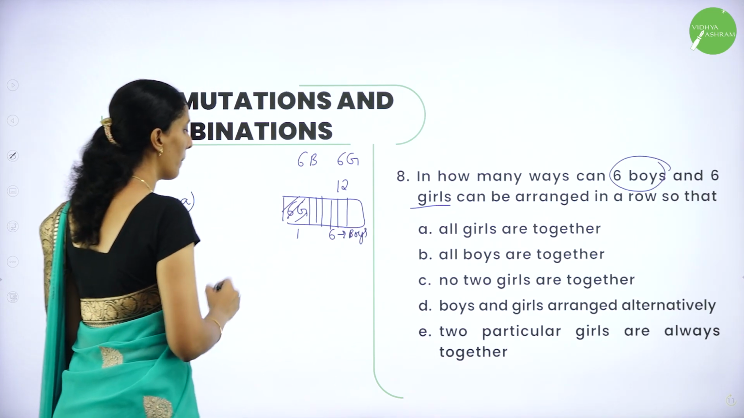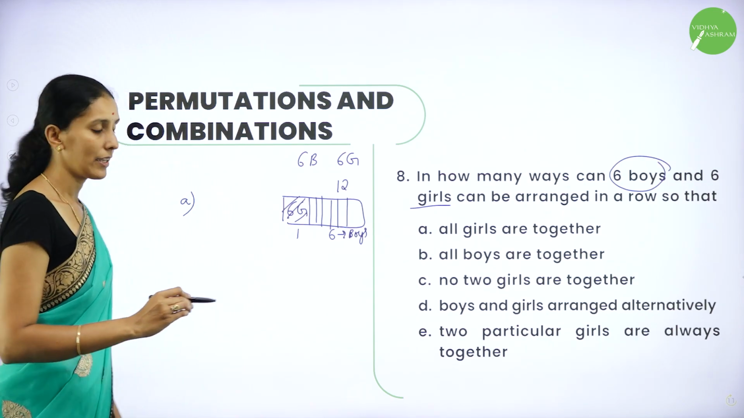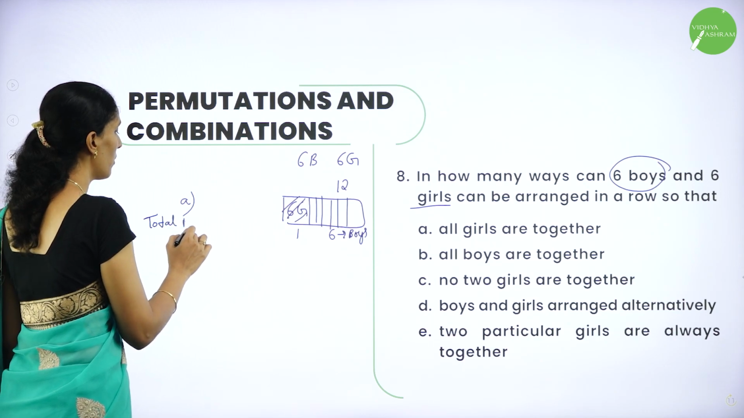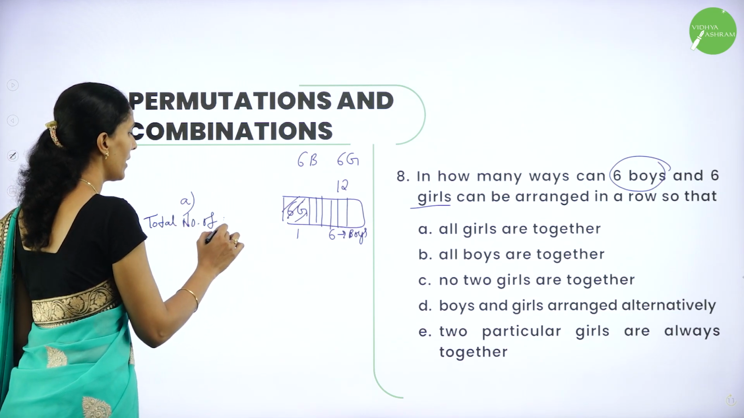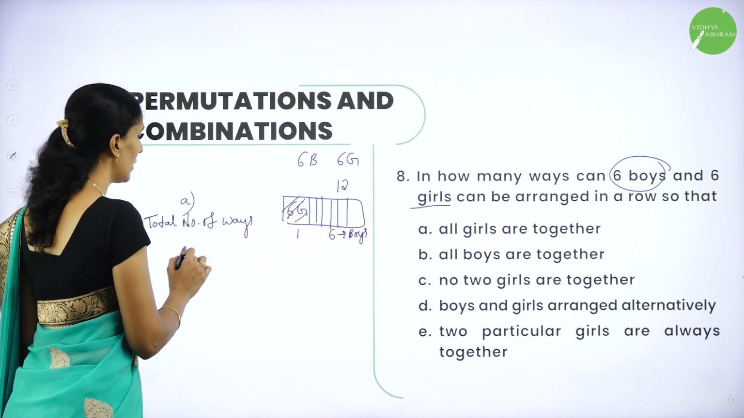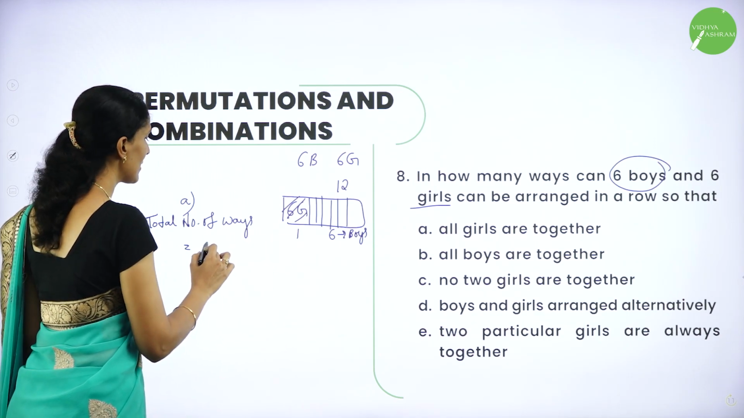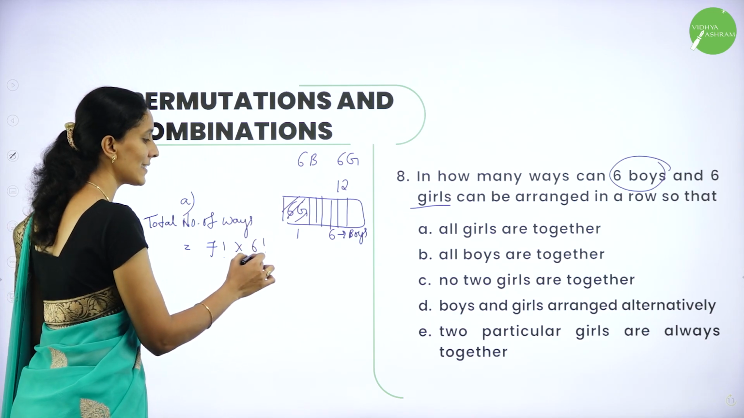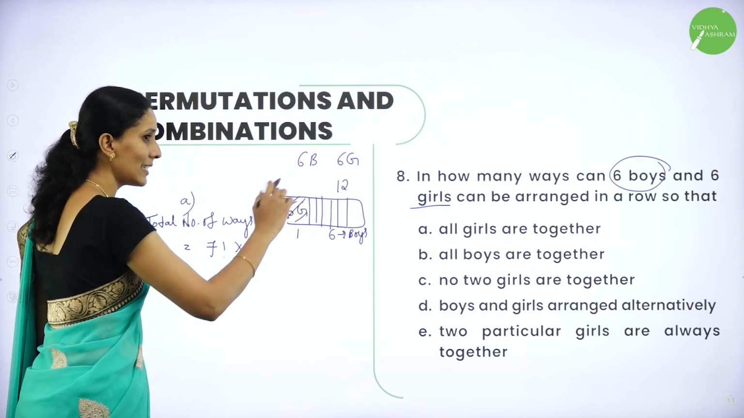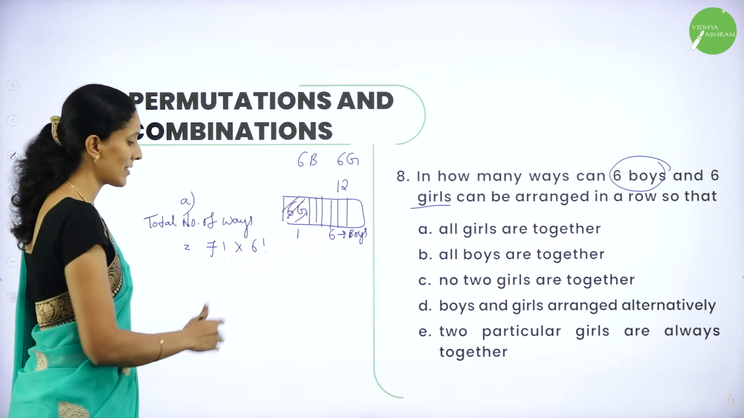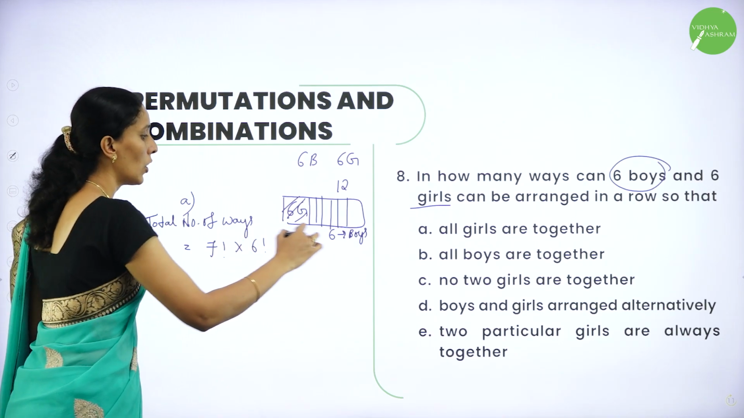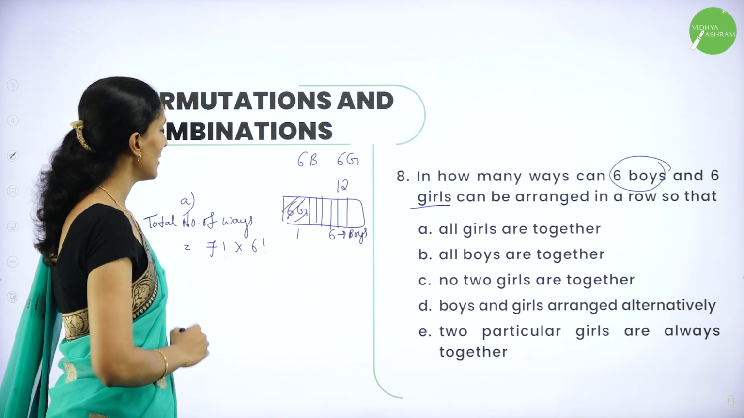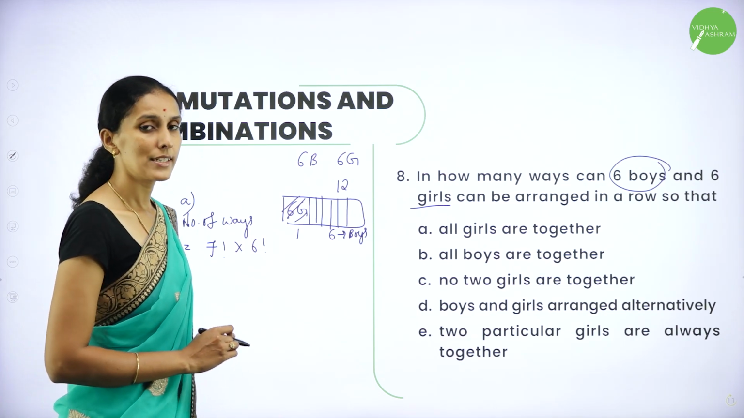So my total number of ways here is 1 plus 6, that is 7 factorial, into 6 factorial. Why 6 factorial? Because 6 girls can be seated in 6 factorial different ways. Total number of units is 7 factorial. So the answer is 7 factorial into 6 factorial.